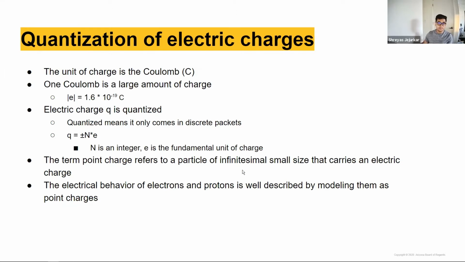And the term point charge refers to a particle of infinitesimally small size that carries an electric charge. So it's just a very small particle that possesses an electric charge, positive or negative. The electrical behavior of protons and electrons is described by modeling them as point charges. So whenever we refer to electrons or protons, we just call them a point charge because it's easier to visualize them in that situation. It's also easier to understand the concept of quantized charge when we depict them as a point charge instead of as an electron or a proton.